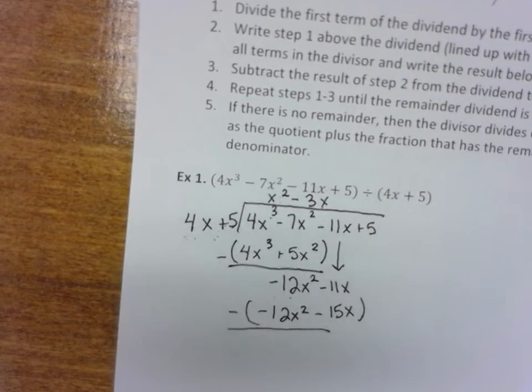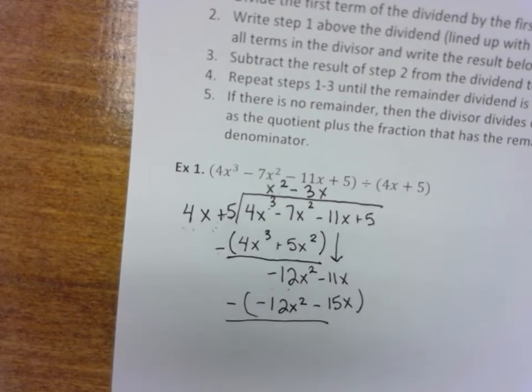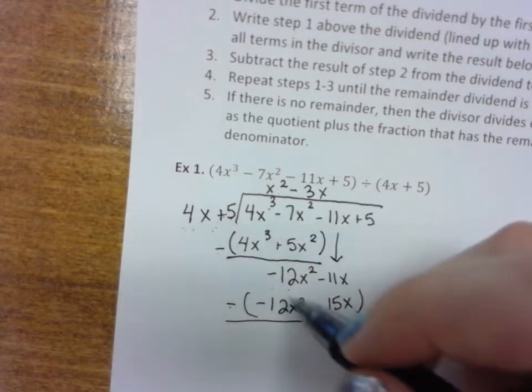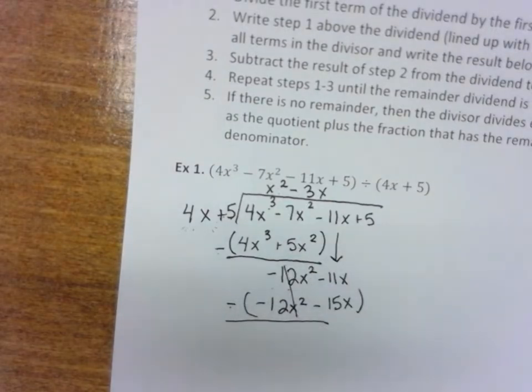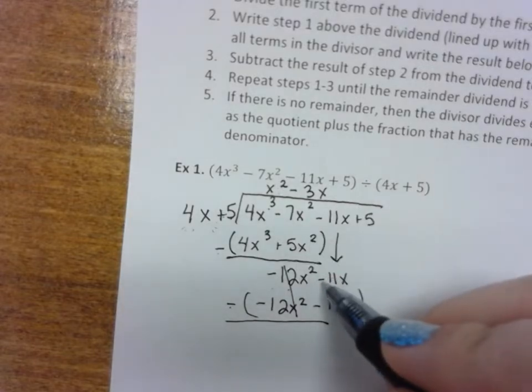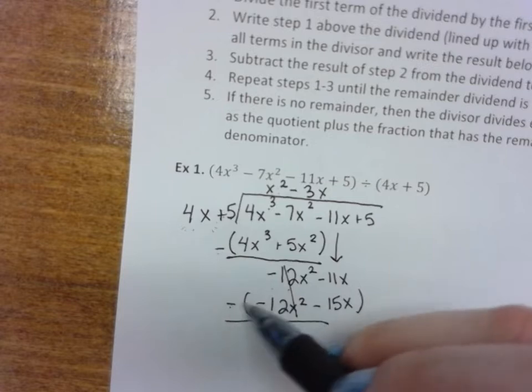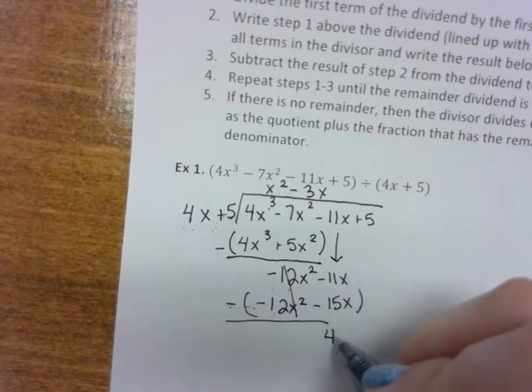Negative 12x squared minus a negative 12x squared, remember that's going to make a plus, so this is just going to cancel out. And then this is going to make minus a negative, so negative 11x plus 15x. This is going to give us 4x.